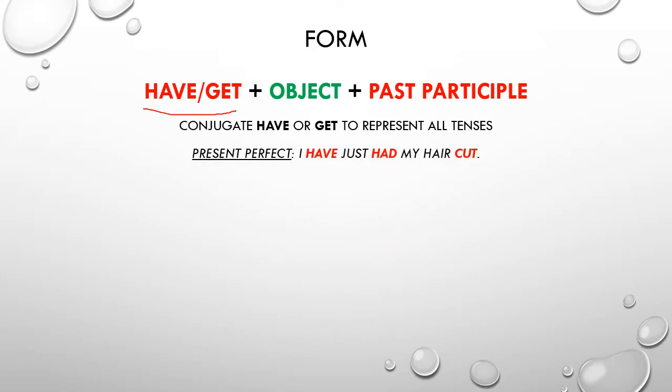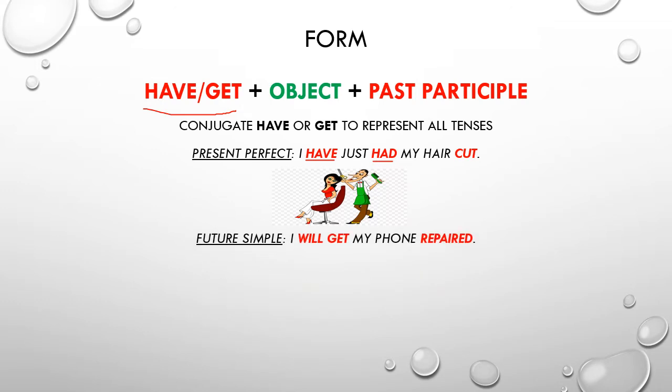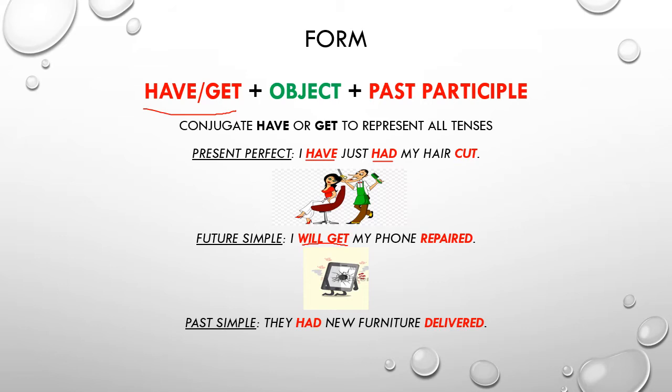Present perfect. I have just had my hair cut. In this example, we have present perfect of the verb have. The next example, future simple. I will get my phone repaired. In this sentence, we have future simple of the verb get, will get. Past simple, they had new furniture delivered. In this example, we have past simple tense of the verb have, had.